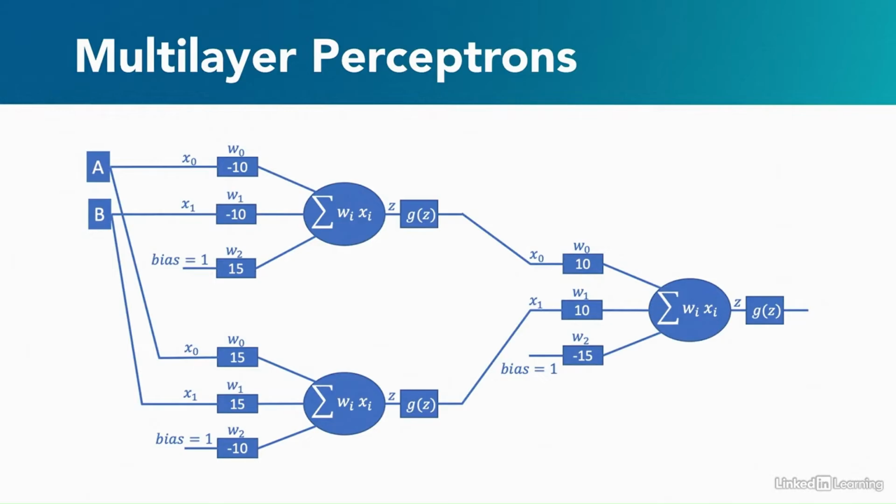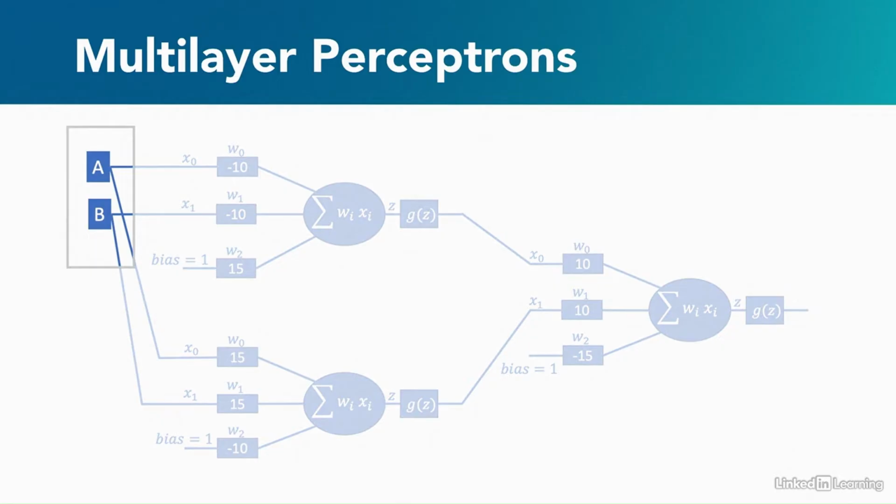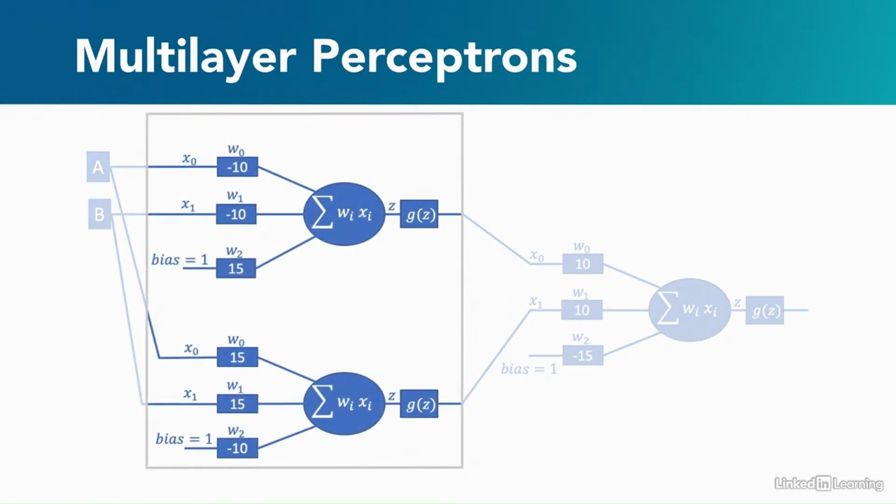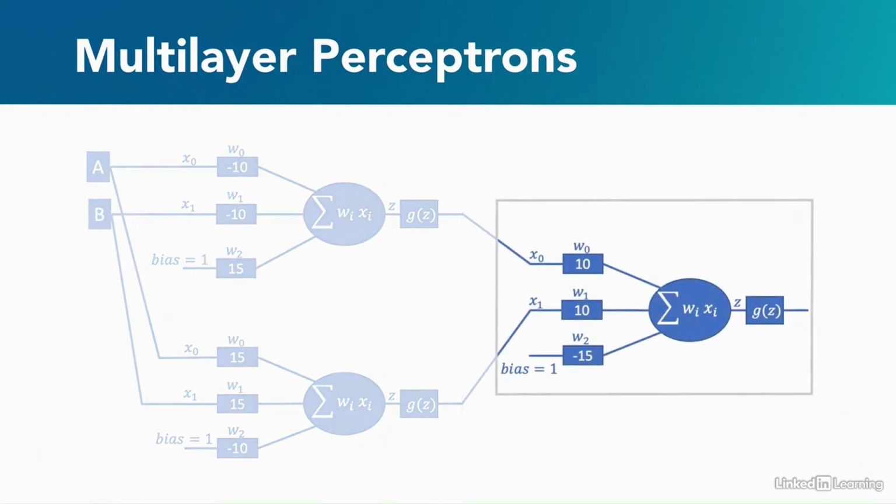Multilayer perceptron. Think about it. It's made of perceptrons, they are interconnected in a feed-forward fashion, and they are organized in layers. This is the input layer. Remember, no neurons, just the inputs. This is the hidden layer with 2 neurons, and this is the output layer with just 1 neuron.